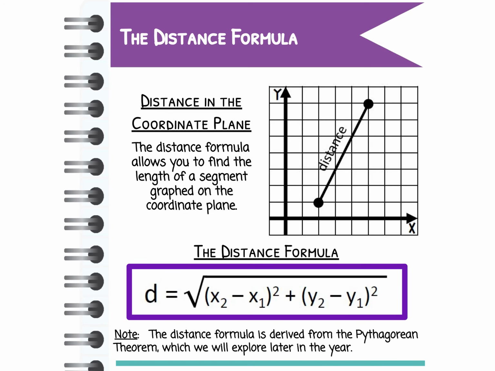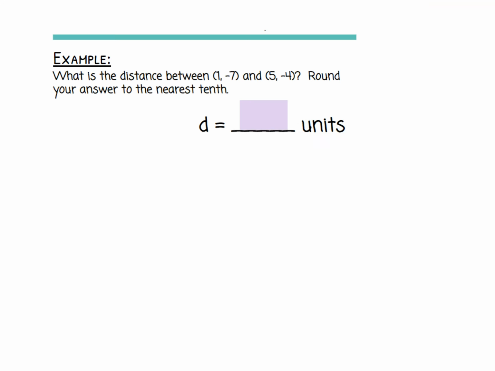You have to know this formula. We are going to use it quite a bit. So we're subtracting the x's and squaring them, and then adding that to the difference of the y's squared, and then taking the square root of the whole thing. All right, so we're going to practice this.